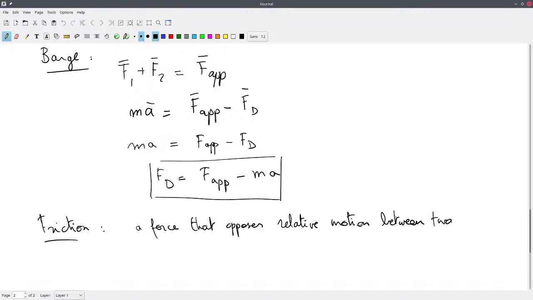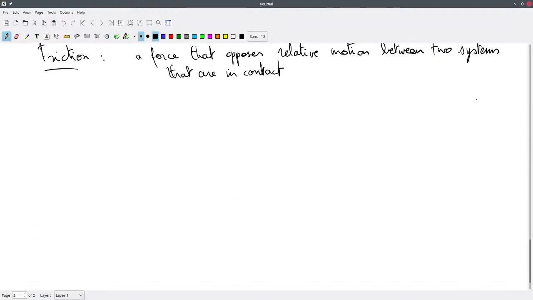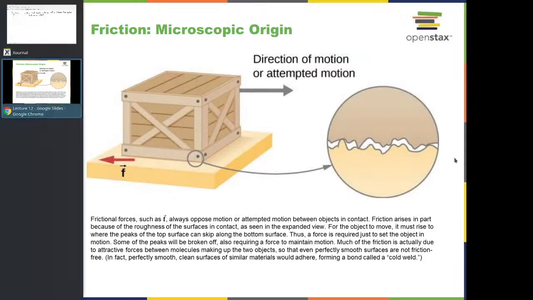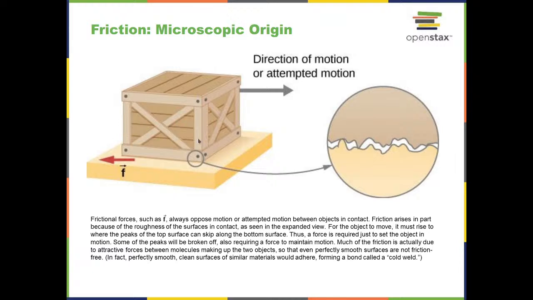Between two systems that are in contact with each other. So you can think of that as, for example, the barge and the water. Those are two systems that are in contact with each other. But of course, another example is just one thing sliding over something else. So a crate sliding on the floor.